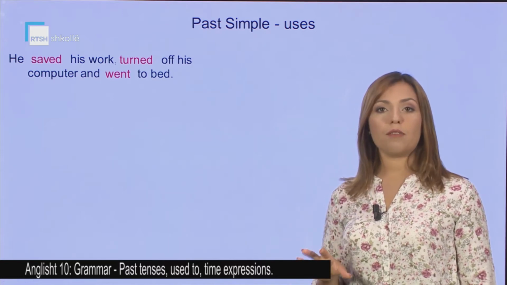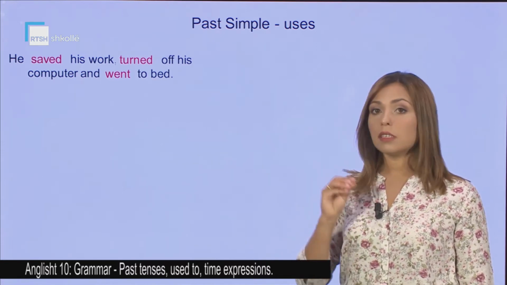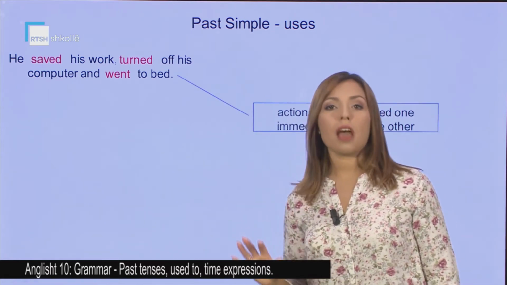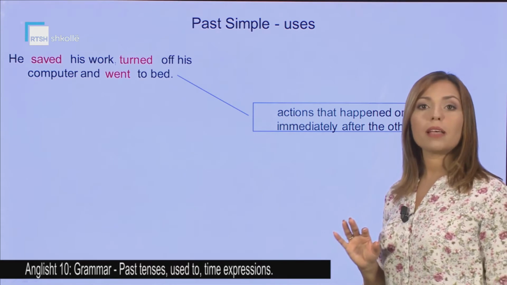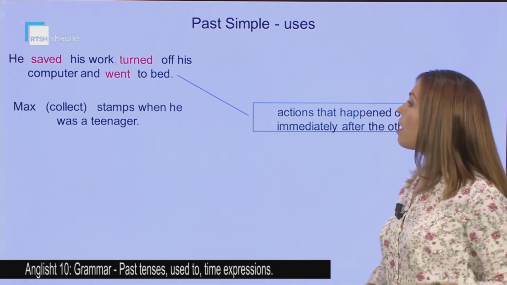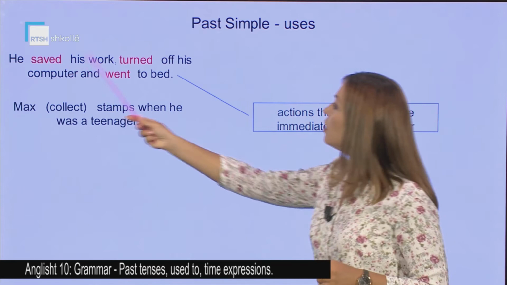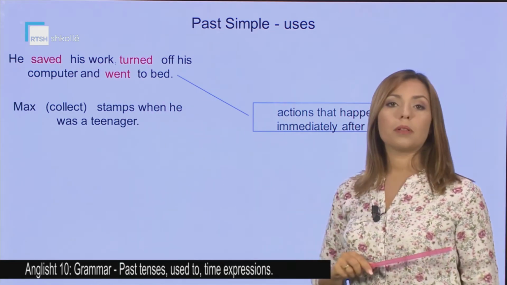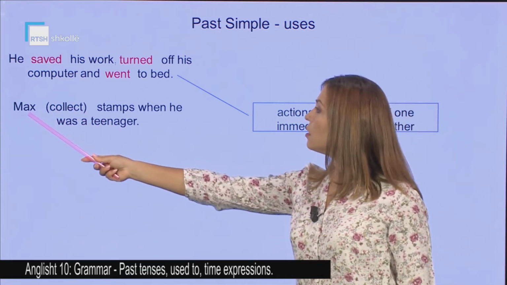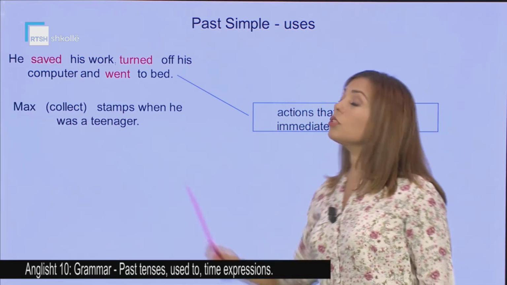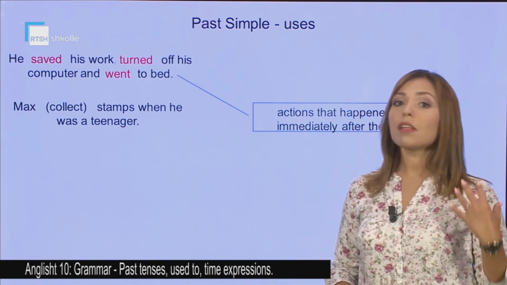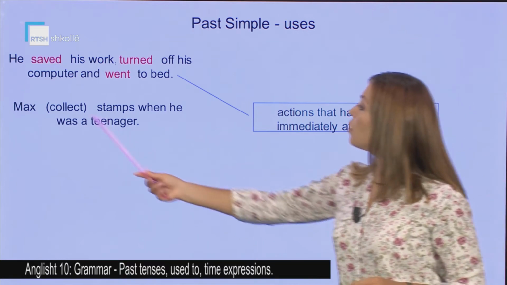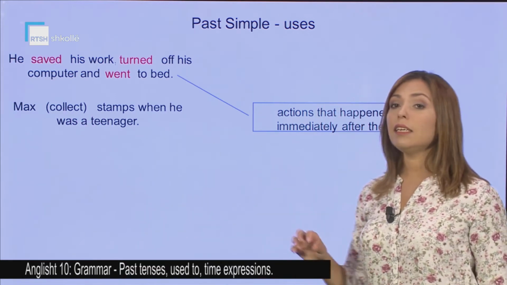So what do we have here? We have some actions that happened one after the other. So one of the uses of the past simple is that we have actions that happen one after the other. Another example. Max collects stamps when he was a teenager. So it's something that he did in the past. He doesn't do it anymore. So put the verb in the past, ed in the end.